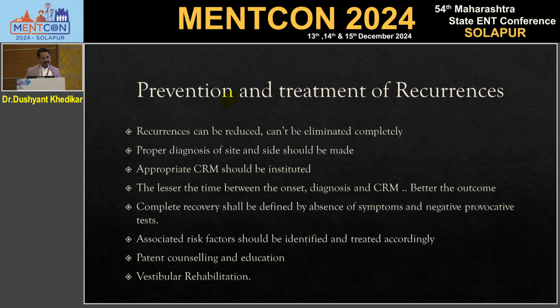Appropriate canal repositioning maneuver should be instituted. The time of onset of the disease, diagnosis, and repositioning maneuver is very important. The older the disease, the more the chances of having a refractory disease, as well as recurrences. Complete recovery shall be defined, which we have already seen. Associated risk factors are very important: vitamin D deficiencies, calcium metabolism, Meniere's disease, and lifestyle modifications, particularly ambulation, which is very, very important and should be given.